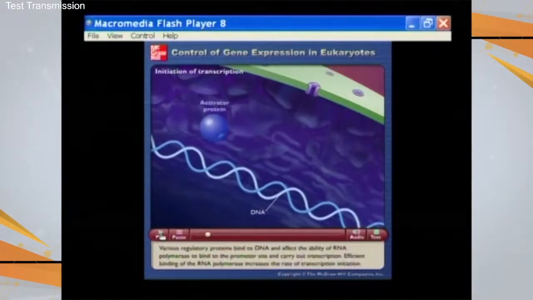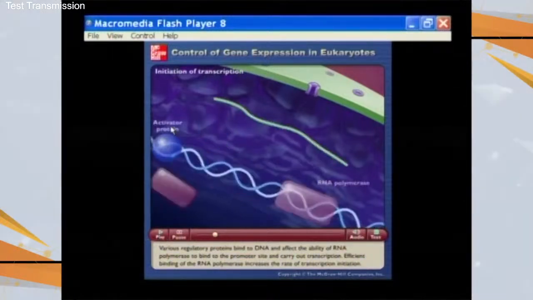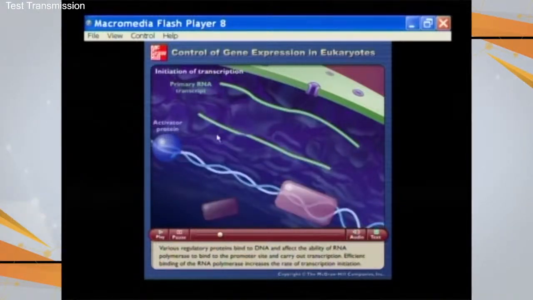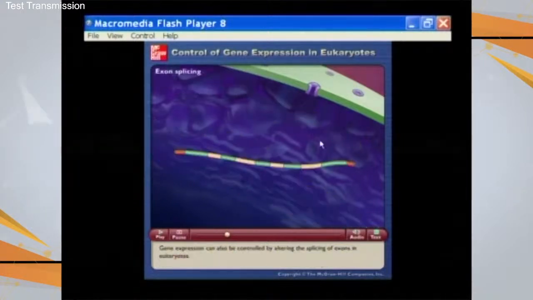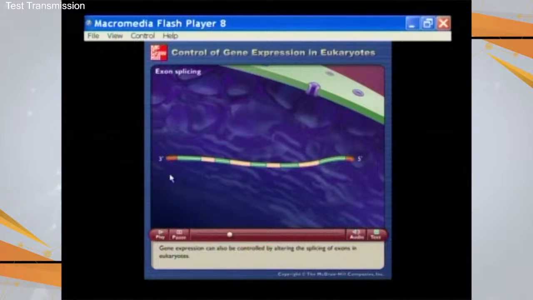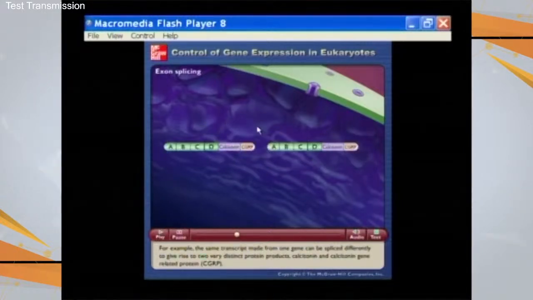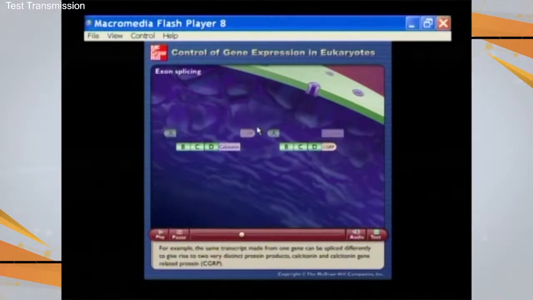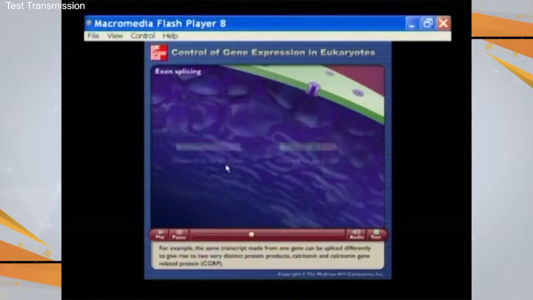But in eukaryotes, the DNA is in the nucleus and there are activator proteins which are going to enhance the making of the copy of DNA. The mRNA is making multiple copies of this RNA transcript, and then this RNA is given the 3' and 5' ends. Then there is processing, the cutting of introns and exons, and then all of these are activated. This is the mature RNA for calcitonin, and this is the mature RNA for calcitonin related proteins.